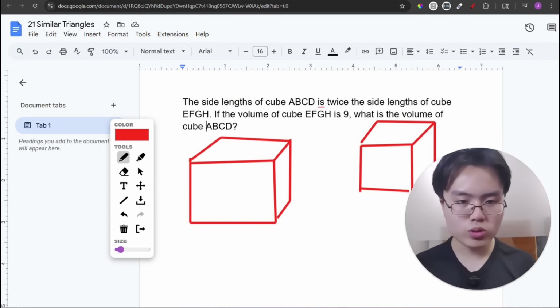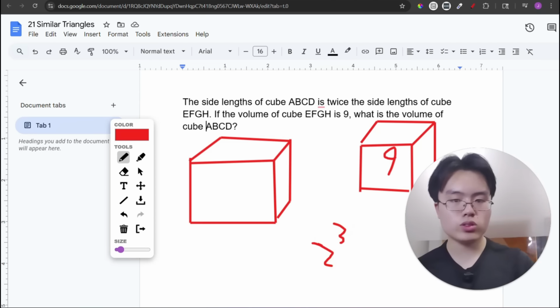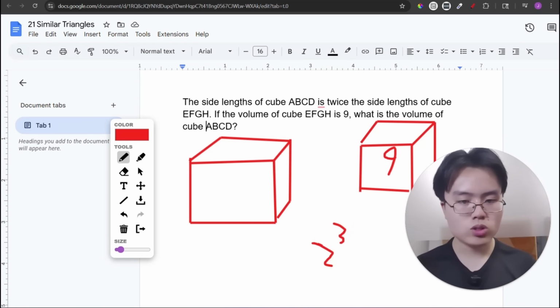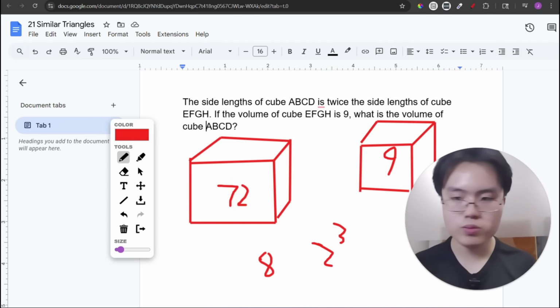So let's say this is the smaller one, and let's say the smaller one is 9. We know the proportion between the sides is 2. We cube this now to go from the side scale factor to the volume scale factor. 2 cubed is 8. So we just do 9 times 8, 72. So the volume of the big cube is 72.